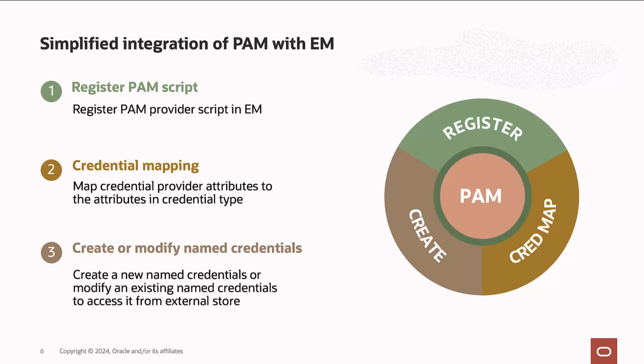At a high level, PAM integration with EM consists of three simple steps. Step 1. Register. Here, the PAM script from the customer is registered in the EM's credential framework. Step 2. Credential mapping. Here, the credential provider attributes are mapped with the attributes in credential type. In step 3, new PAM-based named credentials are created, or existing named credentials are modified to PAM-based named credentials that will retrieve the credentials from an external store.